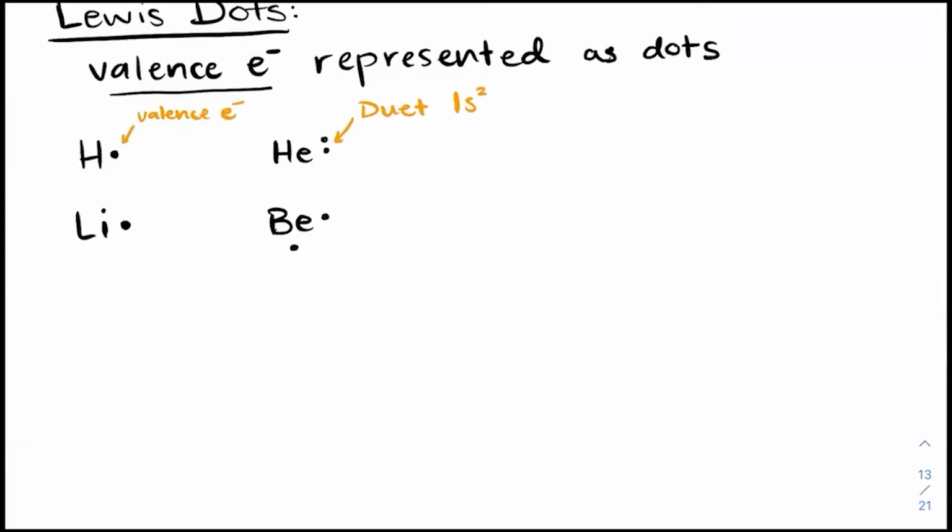Now, beryllium doesn't have a duet. He's got 2 electrons freely on either side. Boron, 1, 2, 3 electrons. Carbon, 1, 2, 3, 4 electrons. We're again moving just across that second row of the periodic table. 1, 2, 3, 4, 5 for nitrogen. 1, 2, 3, 4, 5, 6. Notice we're just doing a merry-go-round around those elements.